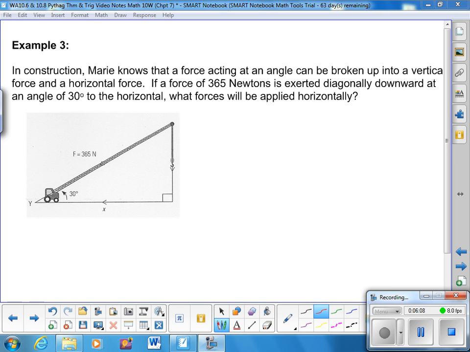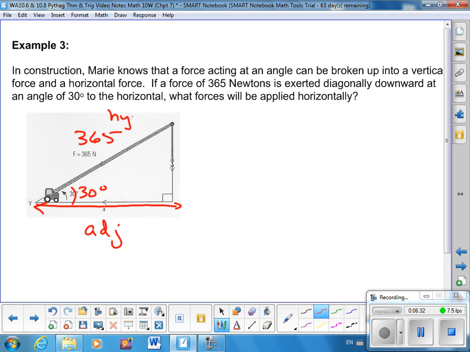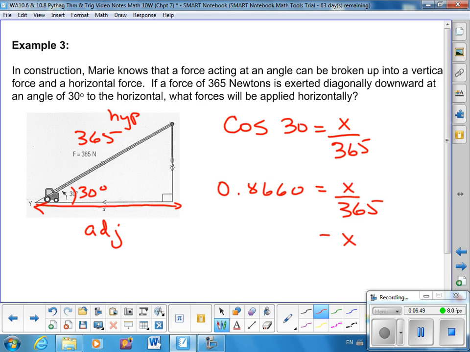In construction, Marie knows that a force acting at an angle can be broken down into a vertical force and a horizontal force. If a force of 365 newtons is exerted diagonally downward at an angle of 30 degrees, what force is applied horizontally? Okay. So I have the adjacent, I have the hypotenuse, so I'm going to be using the cos. Adjacent is the part we're looking for. The hypotenuse is 365. The cos of 30 is 0.8660. And you cross multiply, x is going to be 316 newtons.